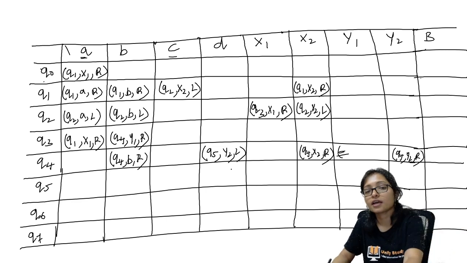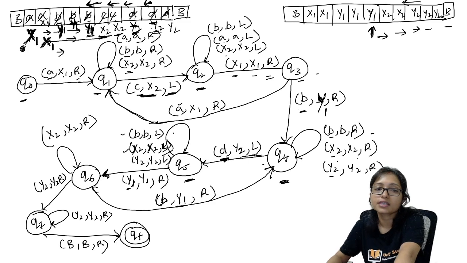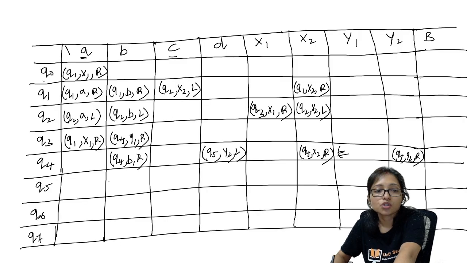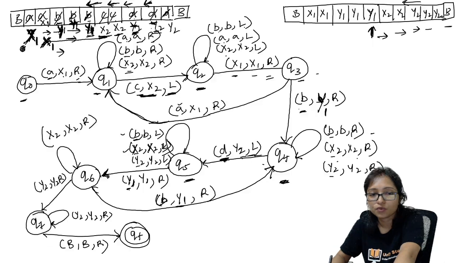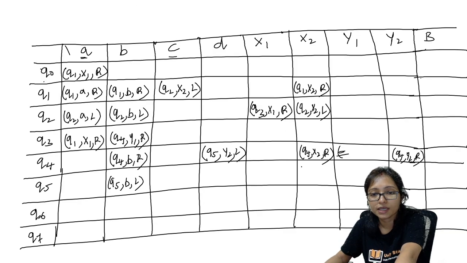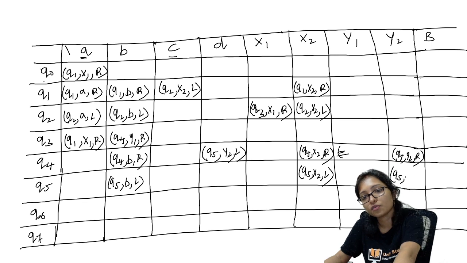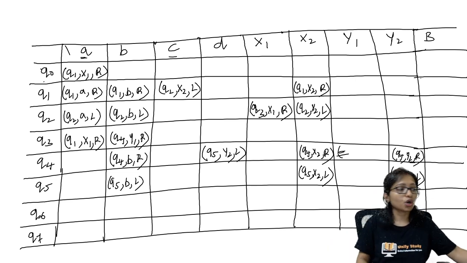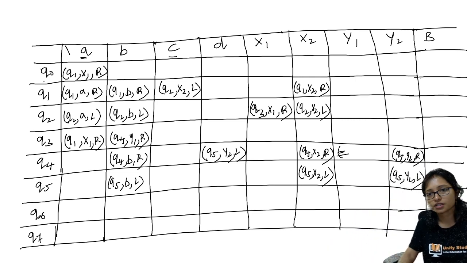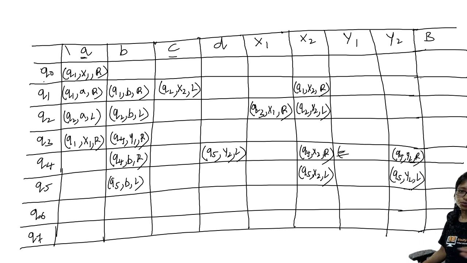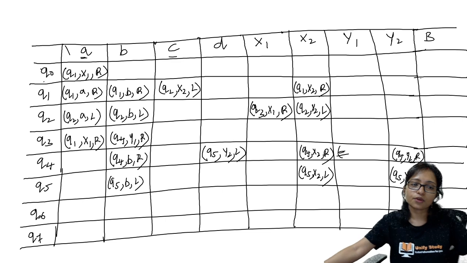Now you are doing Q5. In Q5 you can see the loops are there for B, X2, Y2 and you are moving to the left. So for B, you are in Q5 state and B stays as it is, moving left. X2 also the same thing: Q5, X2, left. For Y2 also the same: Q5, Y2, left. Maybe it is hiding behind me, so I am moving a little in this direction so you can check it. Okay, now see what will happen here.